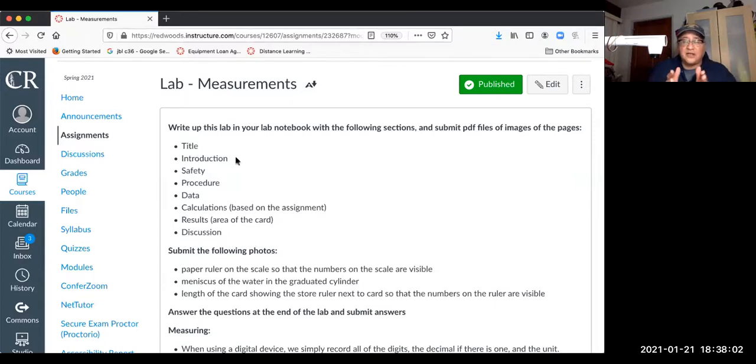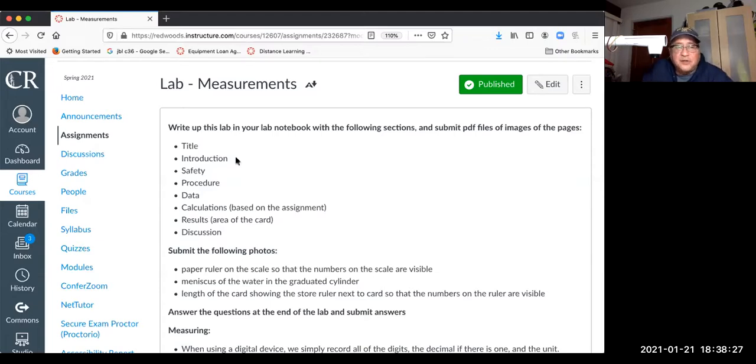And you don't have to write a story of what you're doing. I like to write bullet points. We're going to measure and learn how to do it properly. We're going to count significant figures, and we're going to multiply and divide things and add things and get the correct number of significant figures. That's what I would put in my intro, just bullet points.